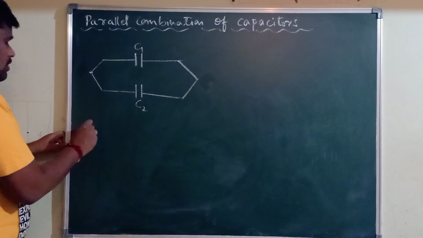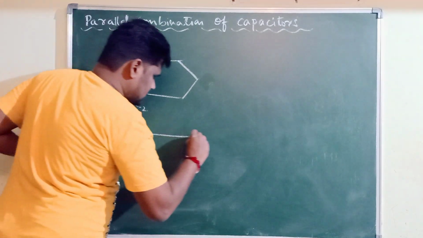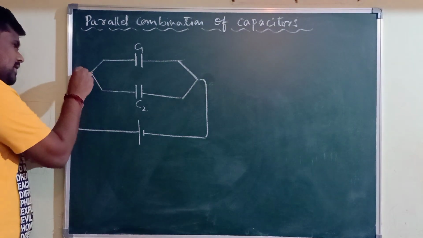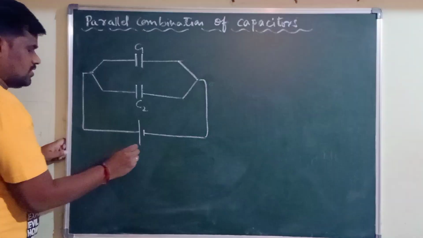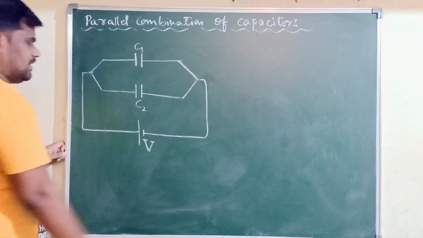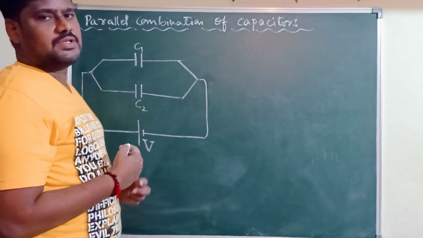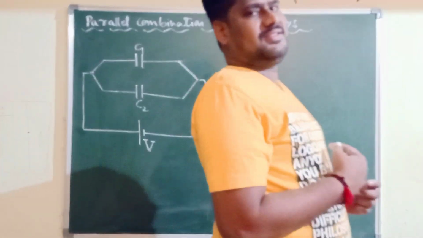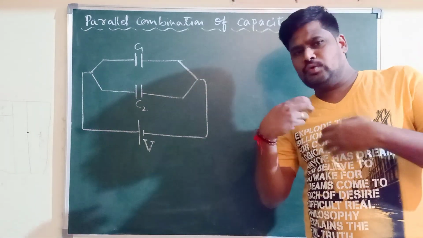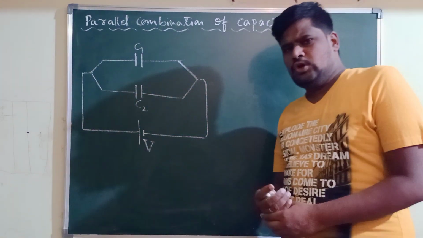Across this combination we are going to apply a potential difference. So V is the potential difference which is applied across the combination. With the help of the battery we are going to apply the potential difference V. As a result, the capacitors will start storing the charges. The purpose of connecting the battery is to give charge to the capacitors. Now the capacitors are going to store the charge.